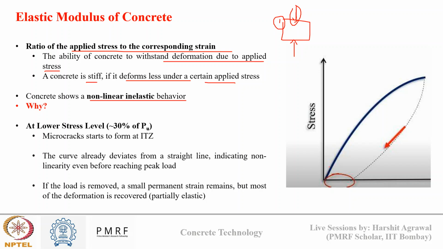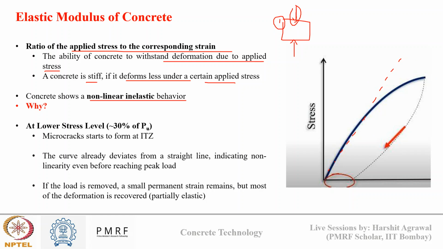So you can see in this profile, it is not linear growth. Linear growth will be like this, but it is deviating from linearity. So this is non-linear behavior. Initially the rate of strain is low as the stress is increasing, and slowly the rate of strain increases as stress increases. So this is non-linear behavior.